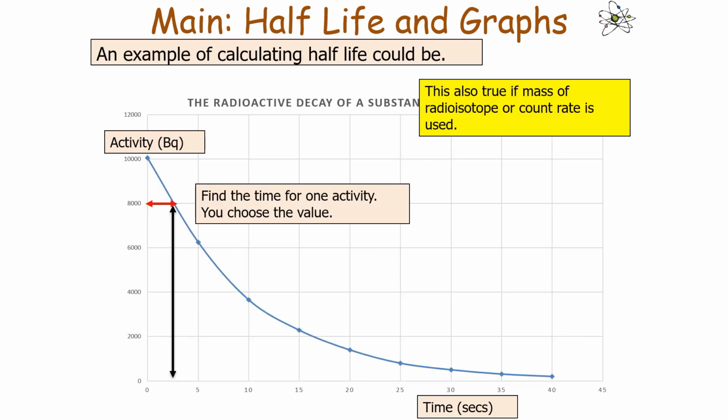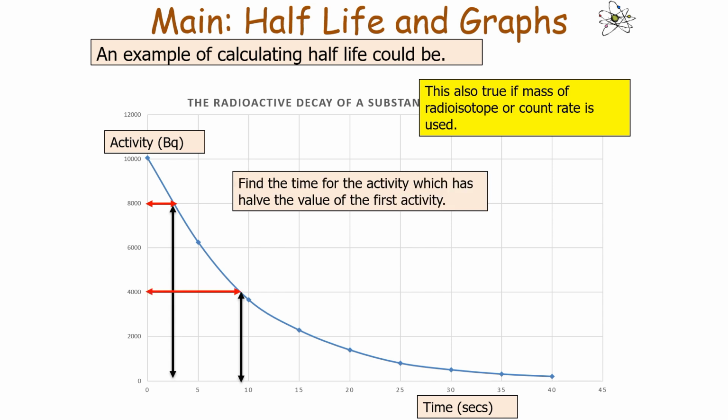So here's an example. We've got a graph here which shows an exponential decay. Again, why is it an exponential decay? Because the chance of decay happening for each nucleus is the same, and the number of nuclei remaining after a prolonged time gets lower, so less will be decaying, but the proportion of them decaying will remain constant, leading to this exponential decay curve. So you choose the time for one activity and you choose the value. You then extrapolate down and find the time. You then find the time for the activity which has half the value of the first activity.